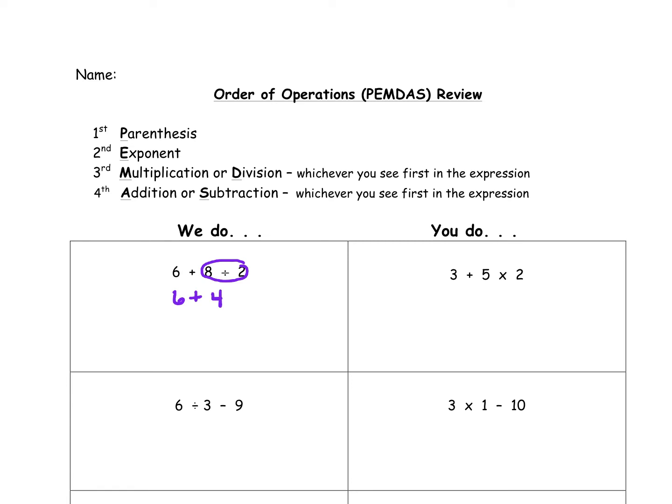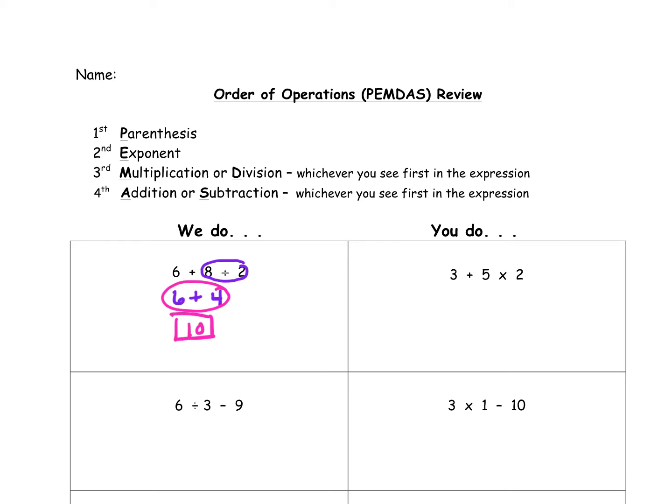And so next, the very last thing we're going to do is 6 plus 4, and that result is 10. So 10 is the answer to this expression. Had I not followed the order of operations, if I took 6 plus 8, I would have gotten 14, and then 14 divided by 2 would have been 7. So that's why we agree on an order of operations, because we could get many different answers.